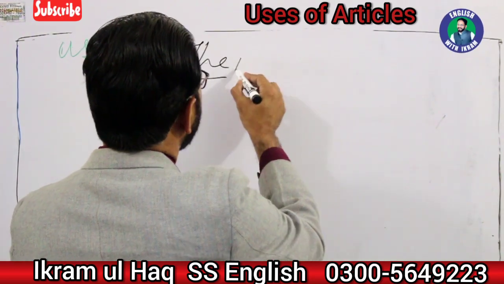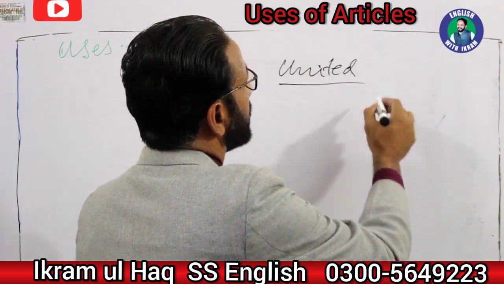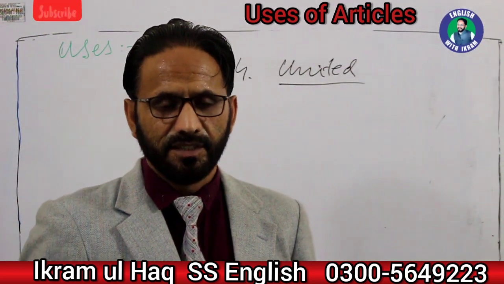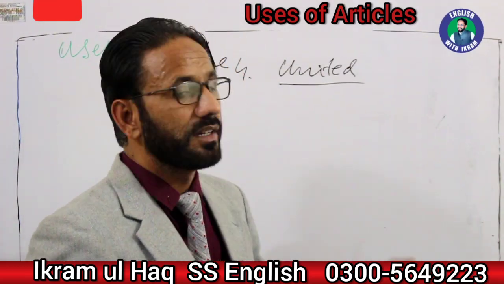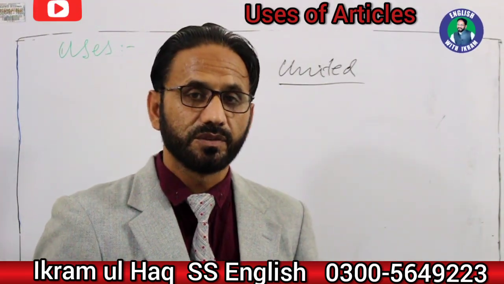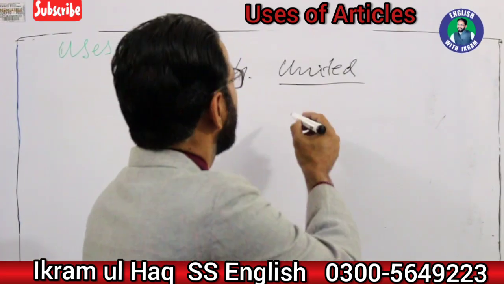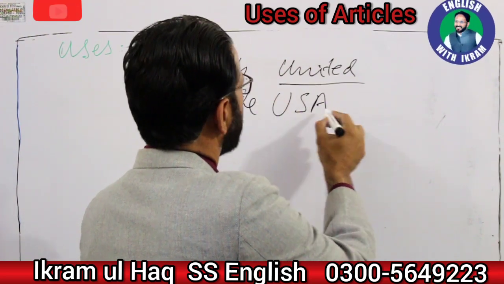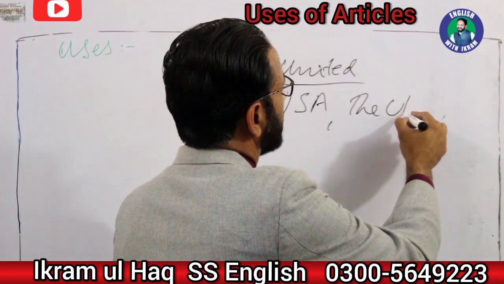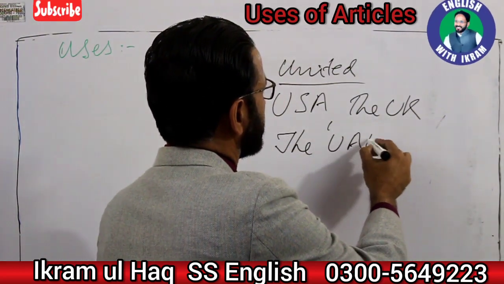The next use of this one is with any countries that start with the word united. There are certain countries of the world, the names of countries which start with the word united. Whenever we use the names of those countries, we use the article the. For example, the USA, the UK, the United Kingdom, the UAE.